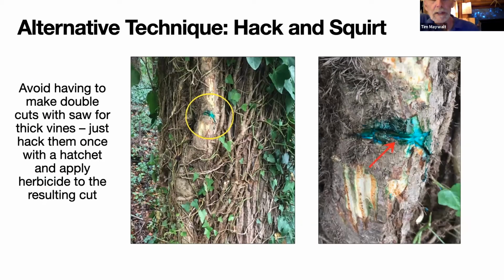Okay, this I gave an example of before. When you strip off the leaves on a heavily infested tree with English ivy on it, you'll have some very, very small vines, some medium-sized ones, and often some very big ones. And just to save your time with those big ones, you can use that hack and squirt approach that I mentioned before. Take your hatchet, and on the left photo, you can see the yellow circle. I mean, one cut with the hatchet into that vine. And on the right, you can see where I introduced a little bit of herbicide. And that's it for that vine. I didn't have to cut it low and then cut it high. So it saves you a lot of cutting.